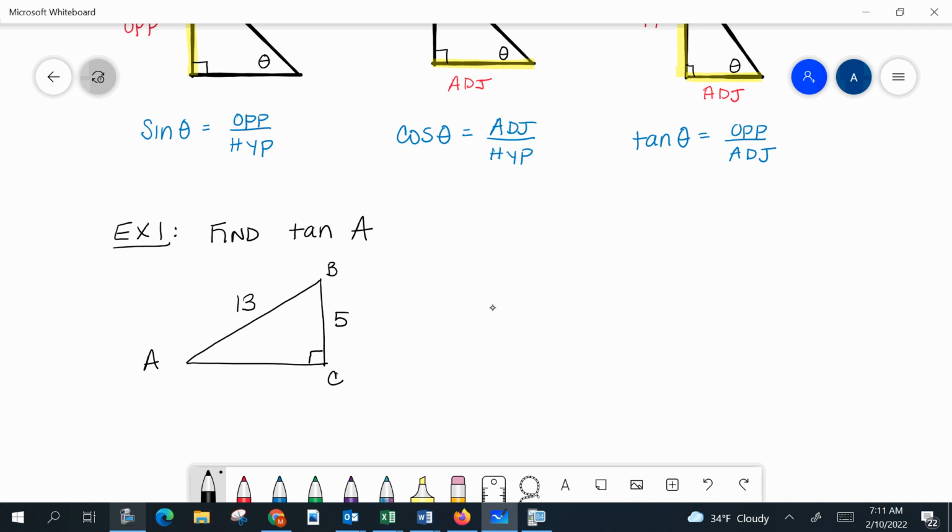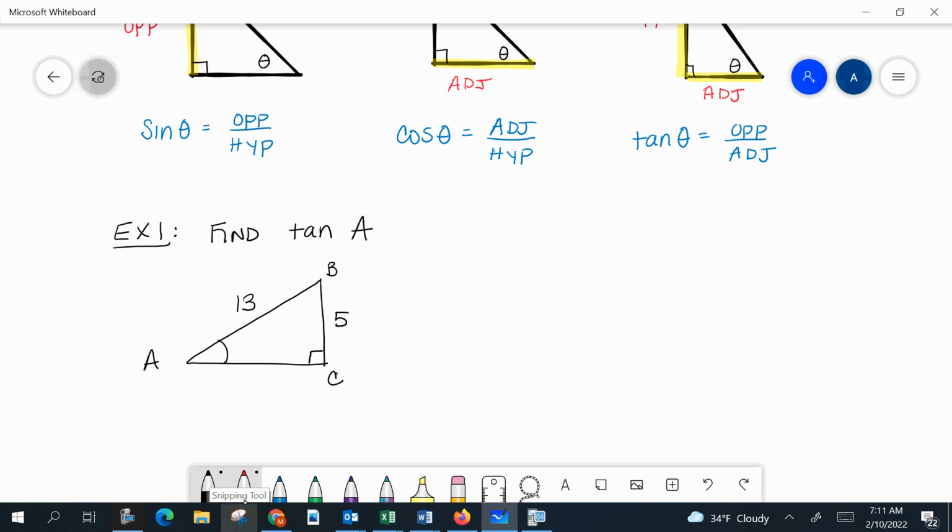All right, so here's what we need to do. We need to find this missing side, okay? Let's talk about why we need to find this missing side. Here's angle A. I'm going to put a little arc or a little symbol that's going to help me understand that this is my reference point.